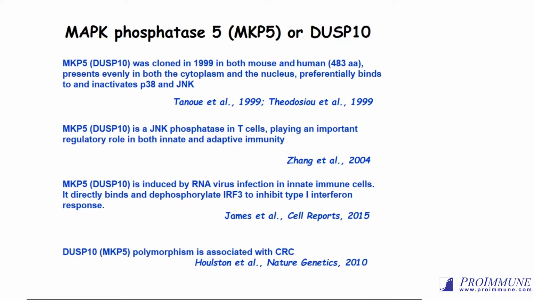More recently, we showed that DUSP10 is an IRF3 phosphatase and is able to inhibit type 1 interferon expression in innate immune cells in response to RNA virus infection. There are also studies showing that polymorphism in DUSP10 is associated with CRC, colorectal cancer. However, the function of this molecule in colorectal cancer is not clear.